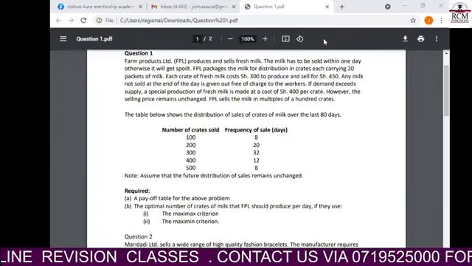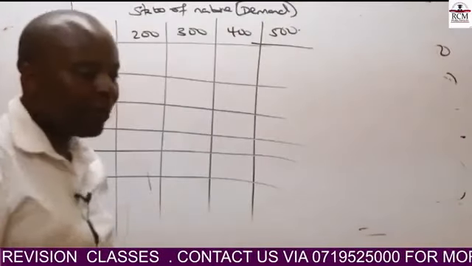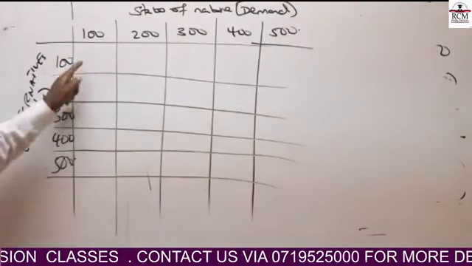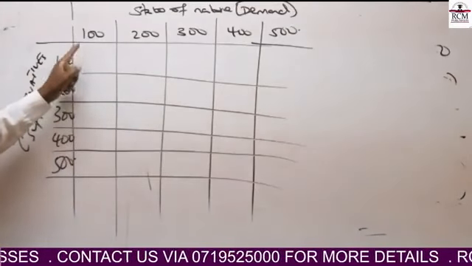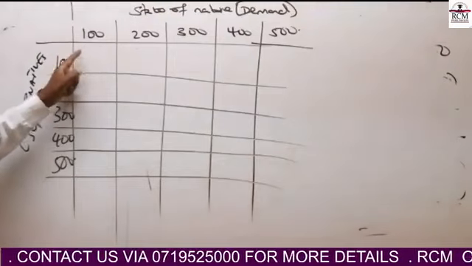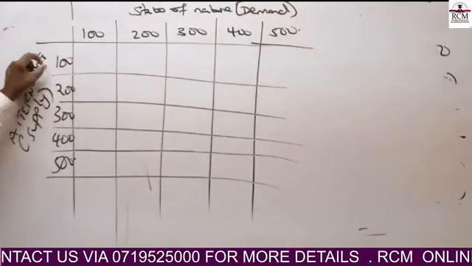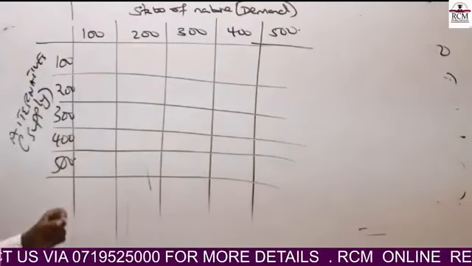So ladies and gentlemen, where do we begin from? Look at my first cell. First cell, ladies and gentlemen, here, what are the outcomes here? In the first cell, we have set aside, we have produced 100 crates of milk.